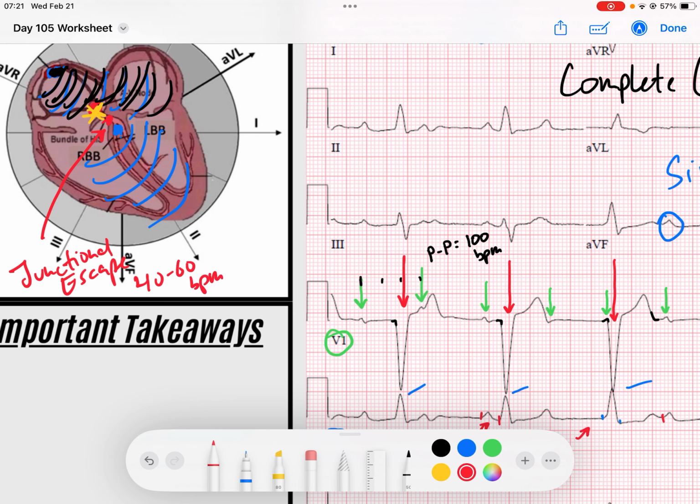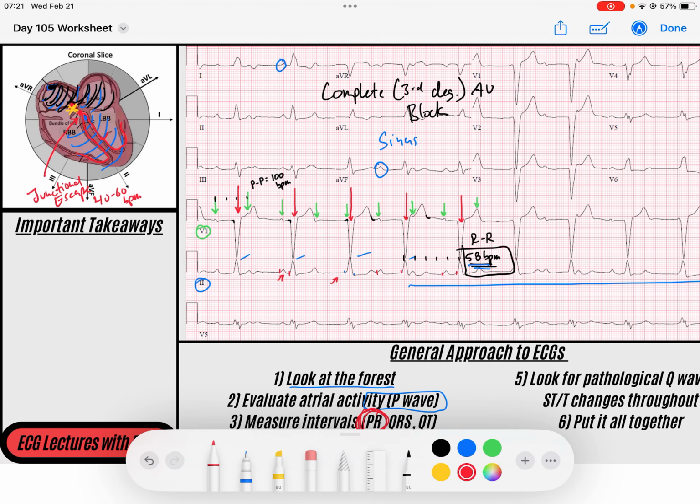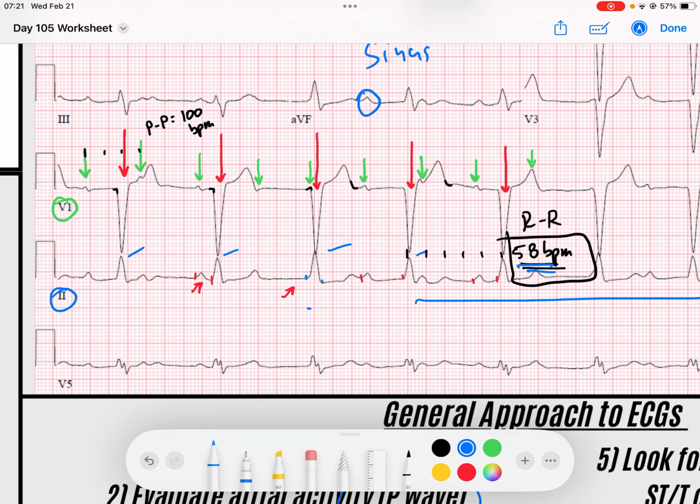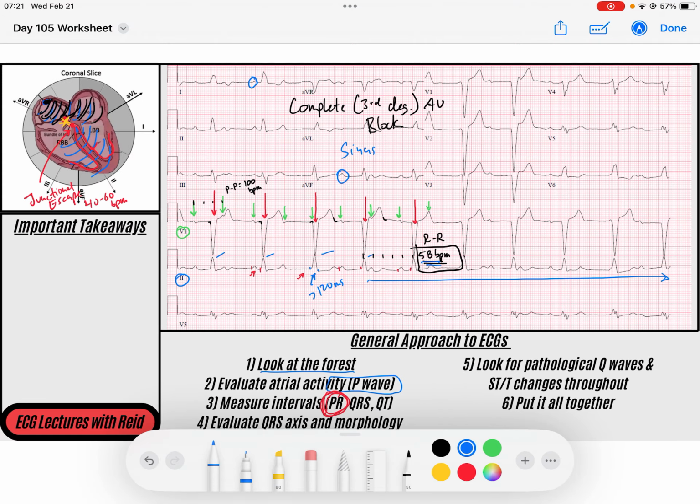So that's a junctional escape rhythm, but usually junctional escape rhythms are narrow, because they follow the rapidly conducting His-Purkinje system. But let's take a look at the morphology of this QRS. We said it was a wide complex QRS, greater than 120 milliseconds. Could we have a wide QRS in a junctional escape rhythm? Absolutely. We could have a bundle branch block in the setting of a junctional escape rhythm as well.